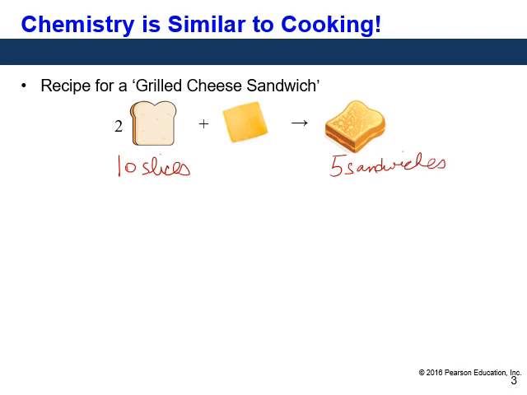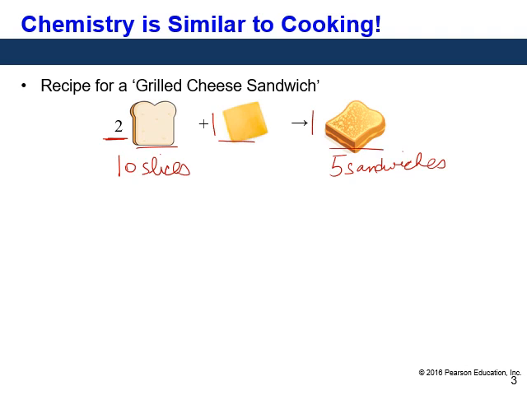How do we know that? The recipe tells us for one sandwich I need 2 slices, which means if I have 10 slices of bread, that would give me 5 sandwiches. And that's exactly what we do in chemistry as well. The chemical reaction is basically the recipe. If I write this recipe in the form of a chemical reaction, I would write it like this: 2 bread slices, 1 cheese slice will give me 1 sandwich.